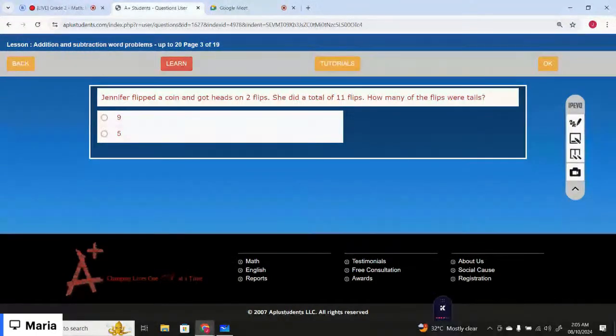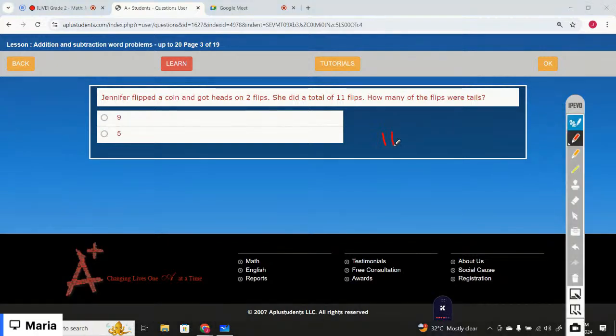Okay, Jennifer flipped a coin and got heads on 2 flips. She did a total of 11 flips. How many of the flips were tails? You are given the total, right? And you are given that 2 of them were heads. You need to find the ones that are tails. So, how do you find?